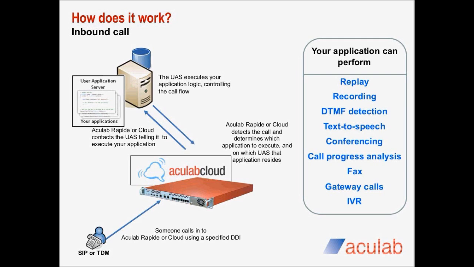You may notice there's a gateway calls option. That's another option. Instead of buying a gateway from someone, for example, you could implement a gateway style application using Rapid. It's very simple to do.